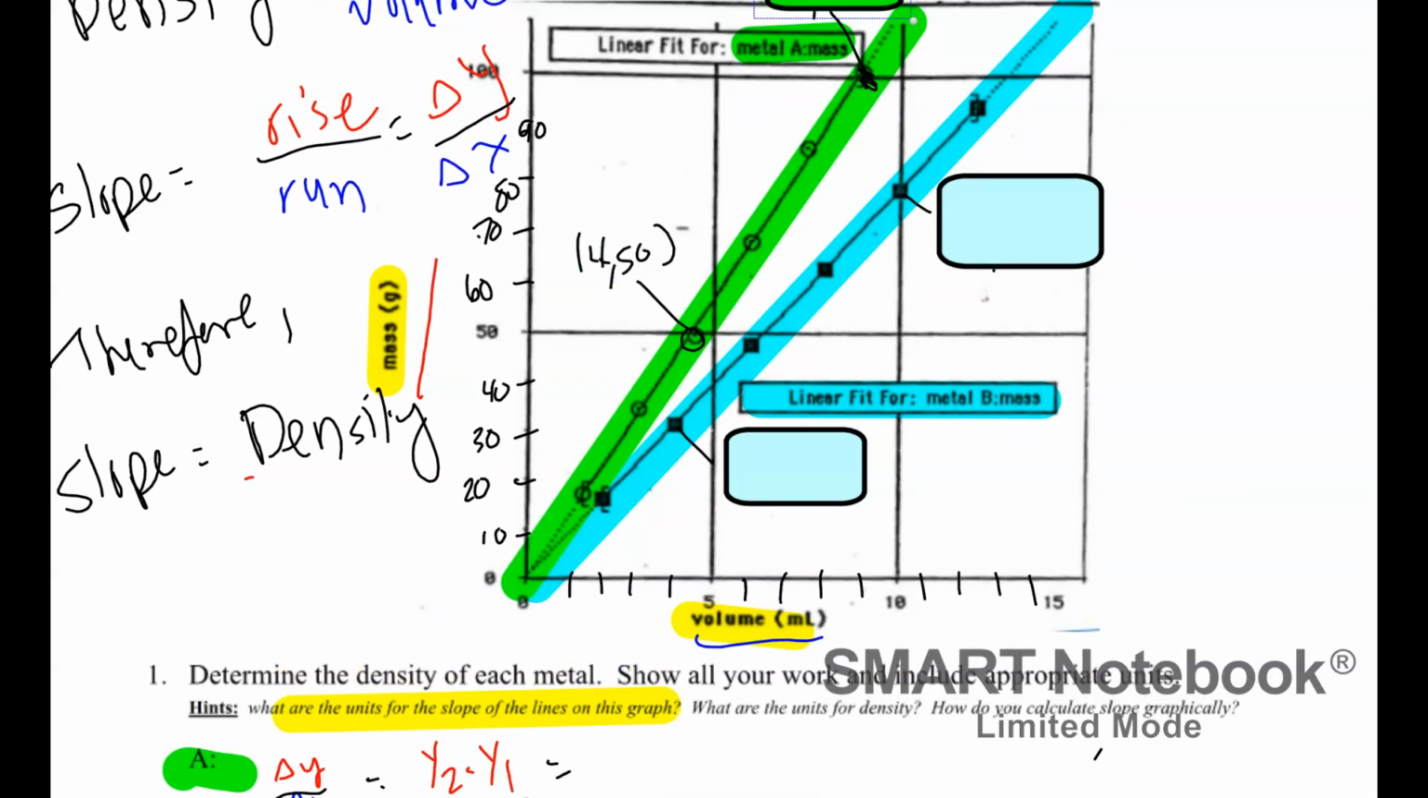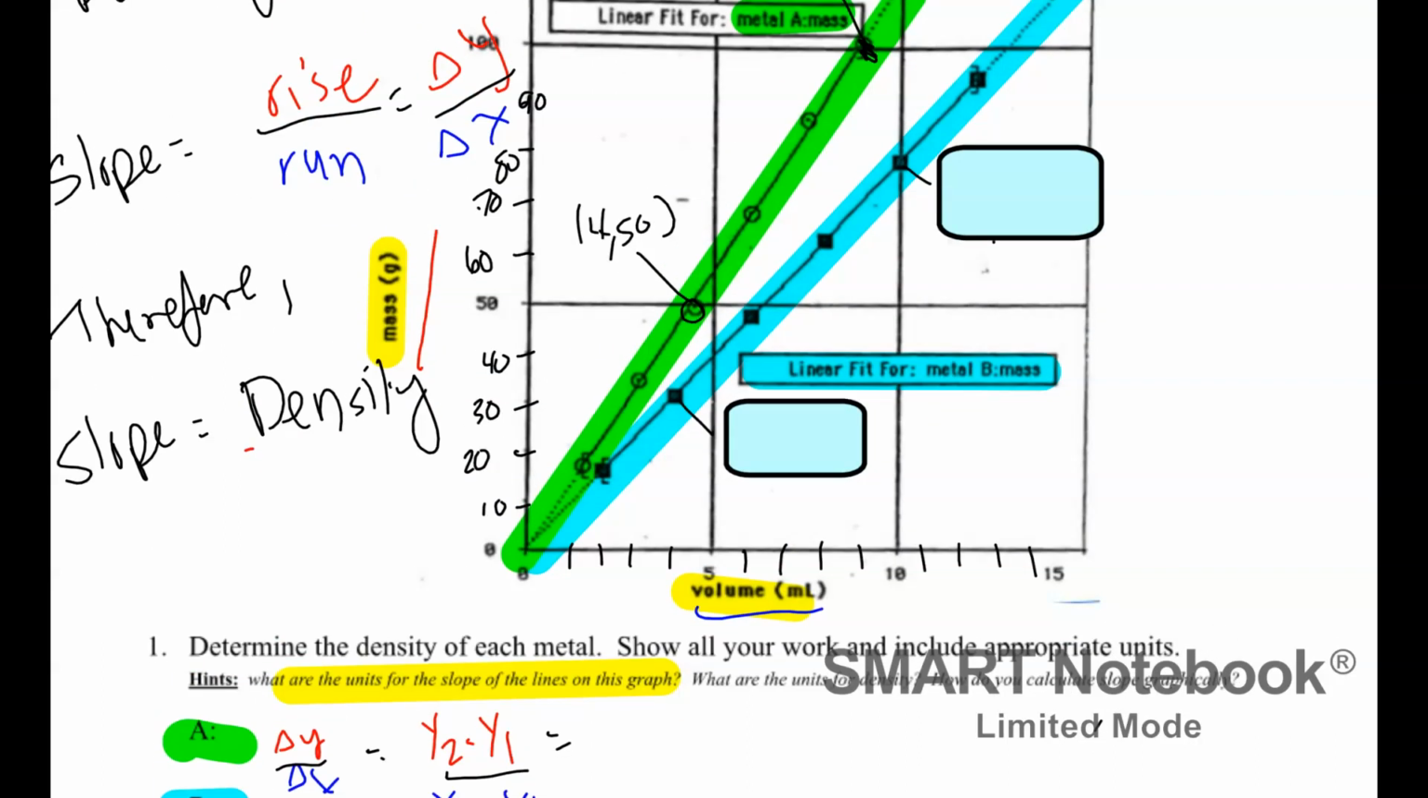So for line A, I think that this point right here looks about (4, 50), and this point looks to be about (9, 100). Okay, so let's write those down and solve. My change in Y, we're going from 50 to 100, so it's going to be 50. My change in X, we're going from 4 to 9, that's 5. So 50 divided by 5 is 10 grams per milliliter.